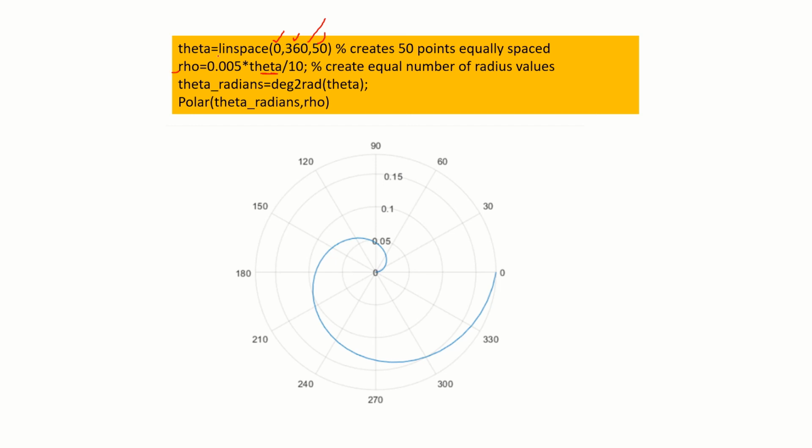Get the radius. Suppose this is the equation you have. So for theta, this is the radius value you get. Then whatever theta you have in degrees, you convert into radians. Degree to radian, theta. Then if I say polar theta radians versus rho, it will create this plot. It will draw this plot. Okay, right. Rho you can create from maybe the transfer function and you can do this. Right. So that's how we can use this.